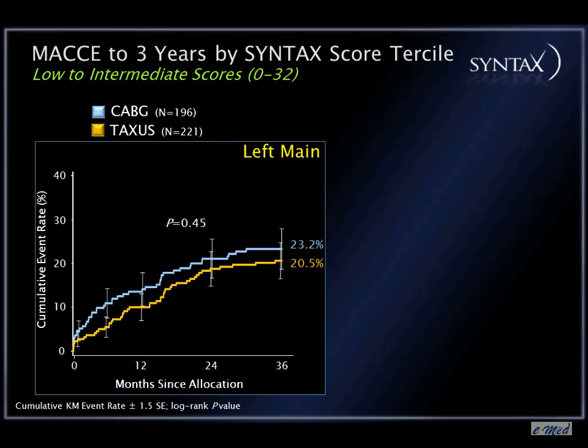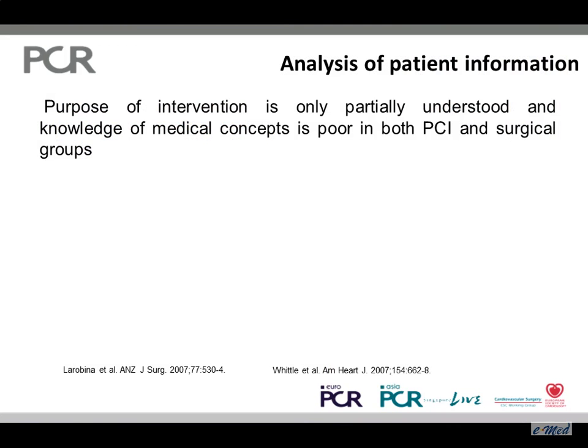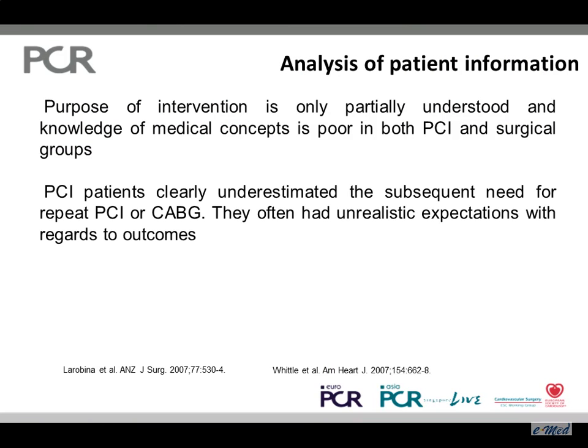Well, it's much more difficult to talk to that patient, because if you look at the components of the composite, they're not in the same direction. Yes, with surgery, you're more likely to have CVA and mortality. With PCI, you're more likely to have MI, more likely to have revasc. So how do you talk to those patients? How do you inform them about the choices? That is more difficult. And as a matter of fact, as we've seen, many patients don't have a good understanding of what those procedures do.